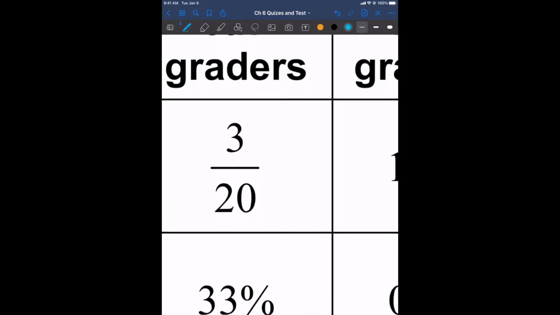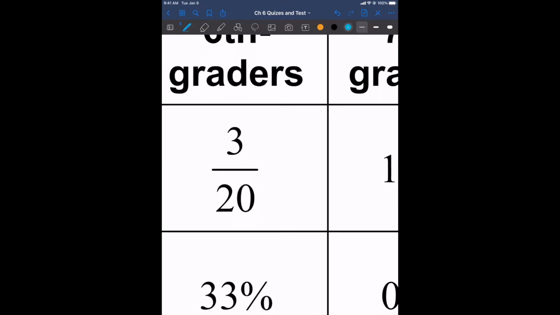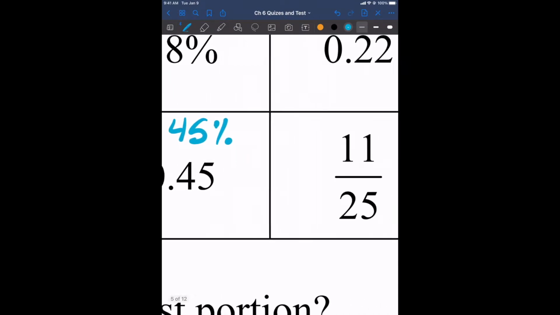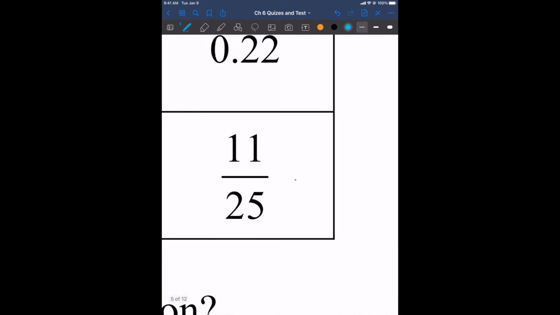Now, 3/20. Remember, 20 is a very easy number to turn into 100. Just times it by 5. That'd get 15/100. 15/100 is the same as 15%. Okay? And we got this guy. 25 is very easy to turn into 100. Times it by 4. You get 44/100, which is 44%.